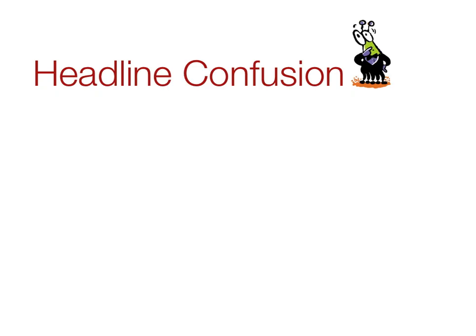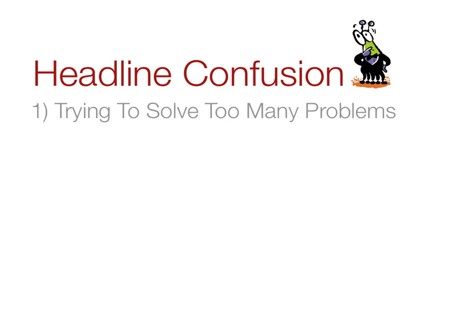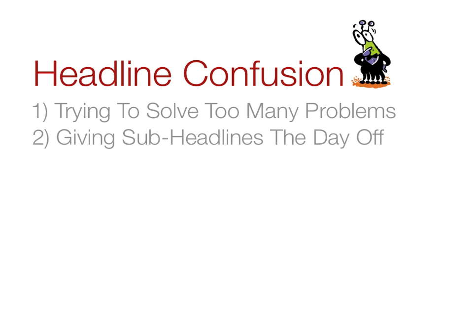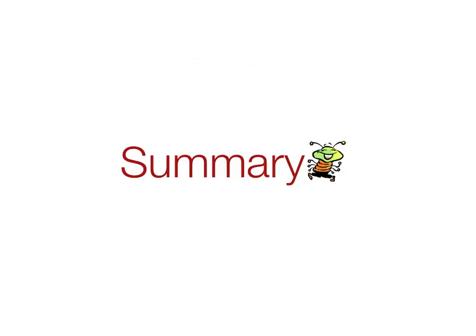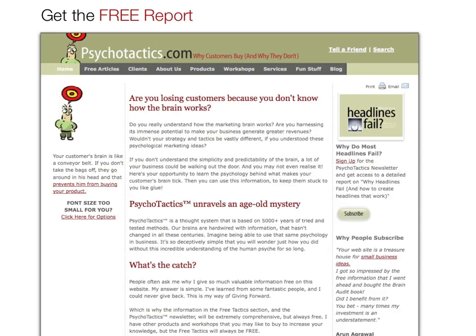So we looked at headline confusion part 1, and in that we saw we were trying to solve too many problems. Then we looked at giving subheadlines the day off. Even I do that. You don't want to do that. You want to not give them the day off. And now we're going to start to see graphics that clutter the headline. Just to summarize what we finished in the second part: you want to have a headline and then a subheadline, and you can have a problem and the continuing problem, or problem and solution. But don't just give the subheadline a day off.